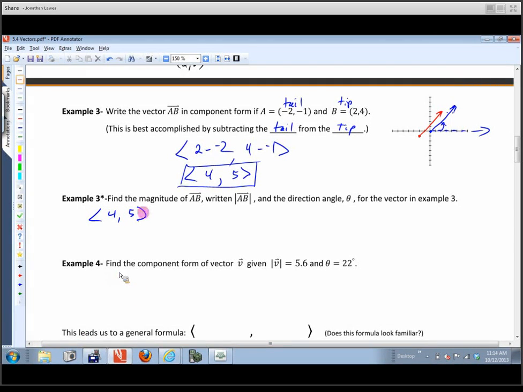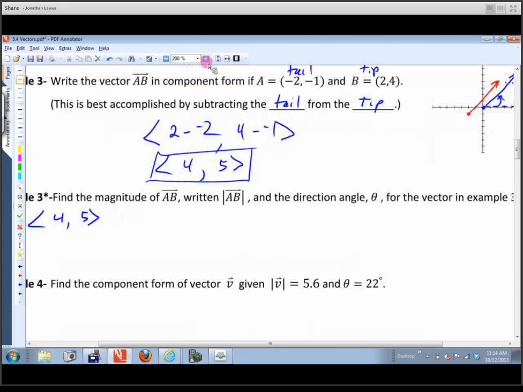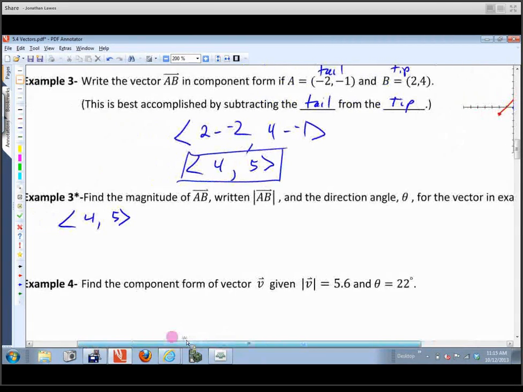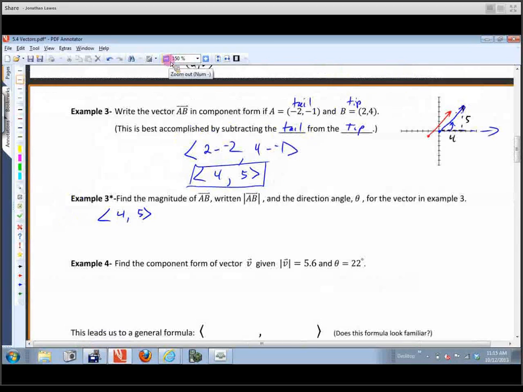And if I were to think about how do I actually go through and find the magnitude, how long this is, well, think about it. What we did on the last problem is we took this and we said, all right, let's figure out how far we went over this way and how far we went over this way. In this case, I went over 4 and I went up 5, and then I used the Pythagorean theorem. Well, the great part about this is I can just do this using the Pythagorean theorem. So if I wanted the magnitude of AB, I'm going to take 4 and square it. That's the horizontal part. I'm going to take 5 and square it. That's the vertical part. And I'm going to take the square root.